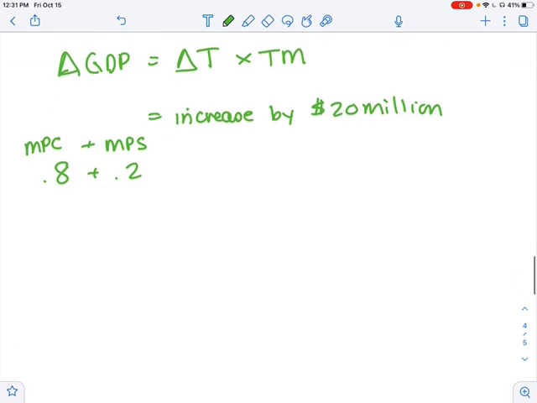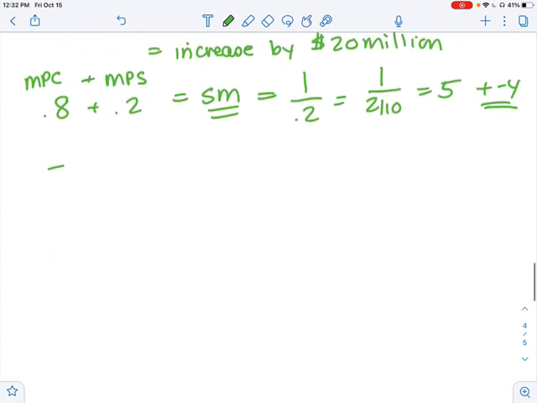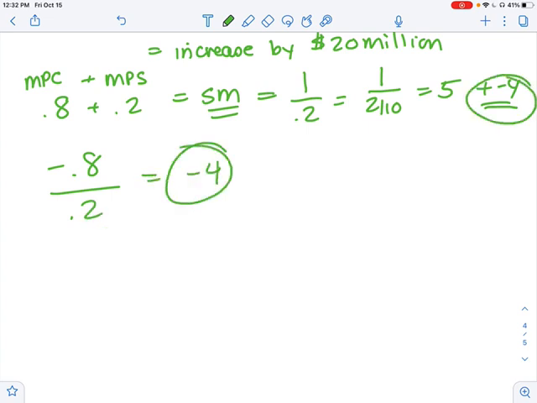Okay, so what's the tax multiplier? Well, as I told you, the spending multiplier, we get really proficient at that. 1 over 0.2 equals 5. So you could just know the spending multiplier and then realize that the taxing multiplier is a negative 4. Or you could do the negative MPC divided by the MPS. So a negative 0.8 divided by 0.2 equals a negative 4. Either way, you're going to come to this end.